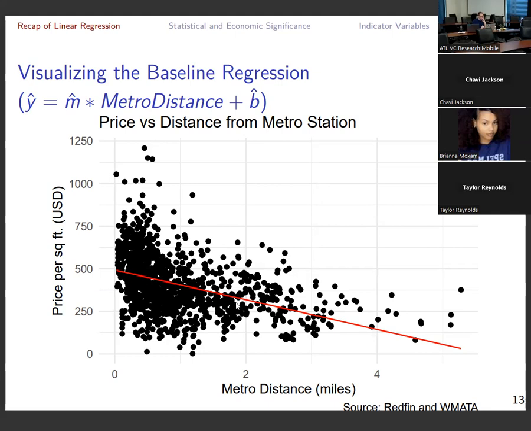Any ideas why that might be the case? Because this is going to lead up to the next thoughts that we have for extending this regression. Can you repeat the question? Why do you think it's fitting better for properties that are between 1 and 2 miles than it is for properties that are between 0 and 1 mile? Any ideas? Any guesses?